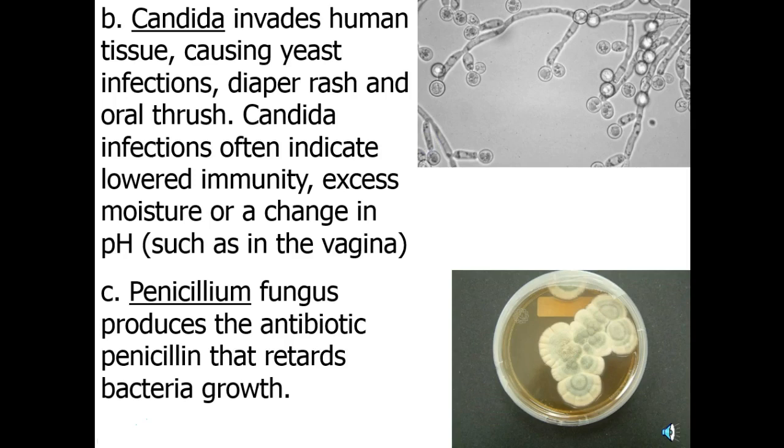Candida. Most people have had candida. Maybe when they're babies, of course. Diaper rash, oral thrush. But candida often occurs when there's a lower immune system, excess moisture, like if you're ever in the tropics and you develop a jock itch, I guess we call it, that's candida. Or sometimes if a woman is taking a type of oral birth control, or perhaps doing something that changes the pH in the vagina, then she'll develop a yeast infection.